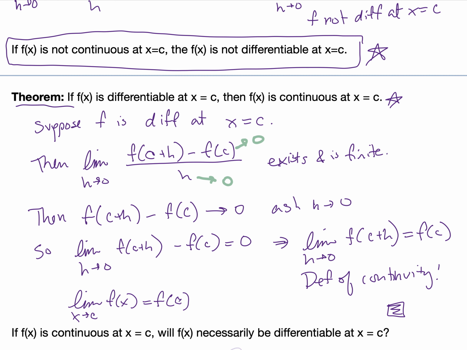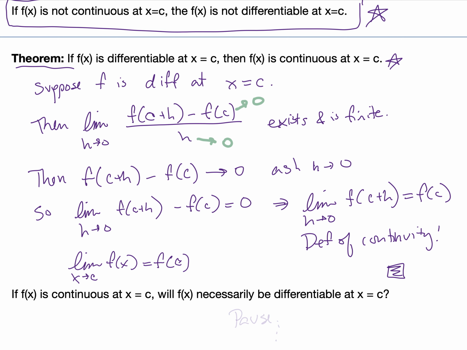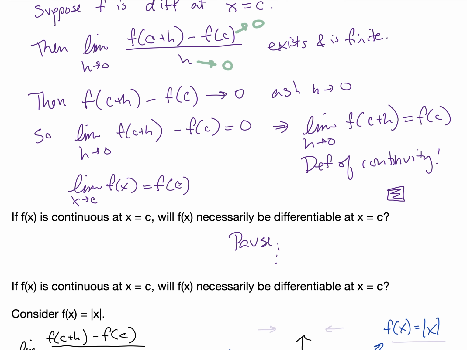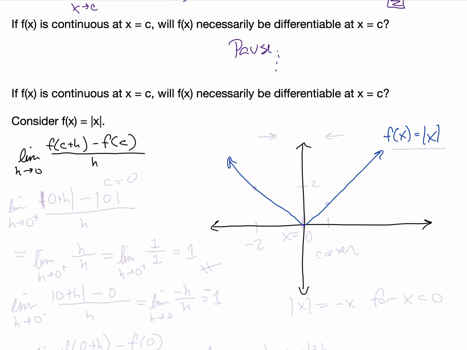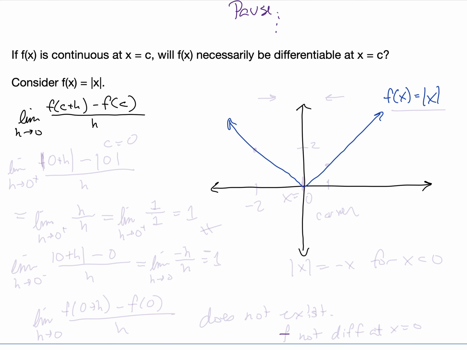So is the converse true? If f of x is continuous at x equals c, will it necessarily be differentiable at x equals c? So I'd like you to pause and just think about this for a moment, and then we will talk about it. Okay, so in general, this is not true. And specifically, it can fail if there is a corner at c, or a cusp at c, or a vertical tangent line at c. So we're going to see each of those possibilities.